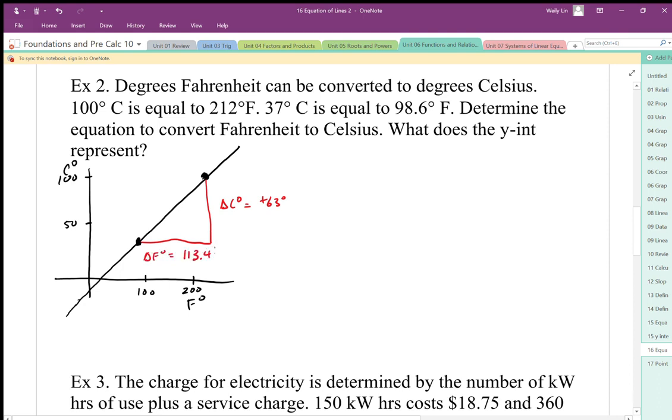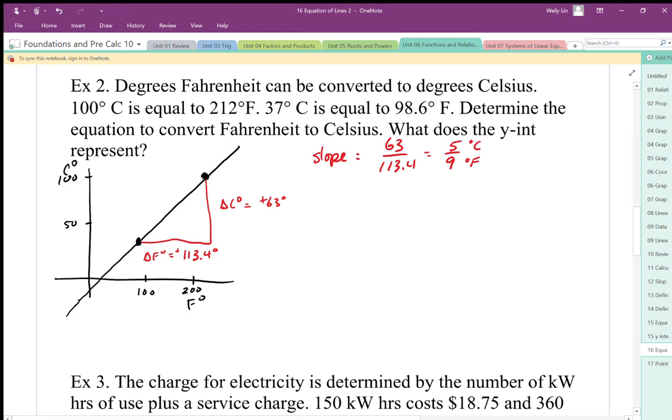That gives us the change in degrees Fahrenheit is equal to 113.4 degrees. So my slope ratio is going to be my change in y over the change in x. And I get 0.5 repeating, so that is as a fraction 5 over 9. So it's 5 degrees Celsius for every 9 degrees Fahrenheit. Okay, so that's my y over my x.